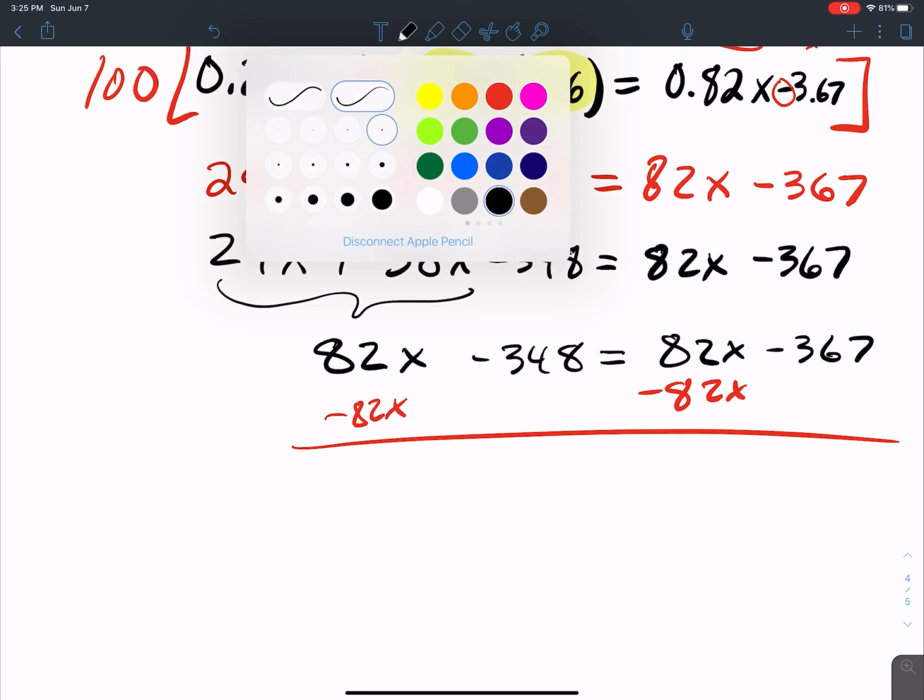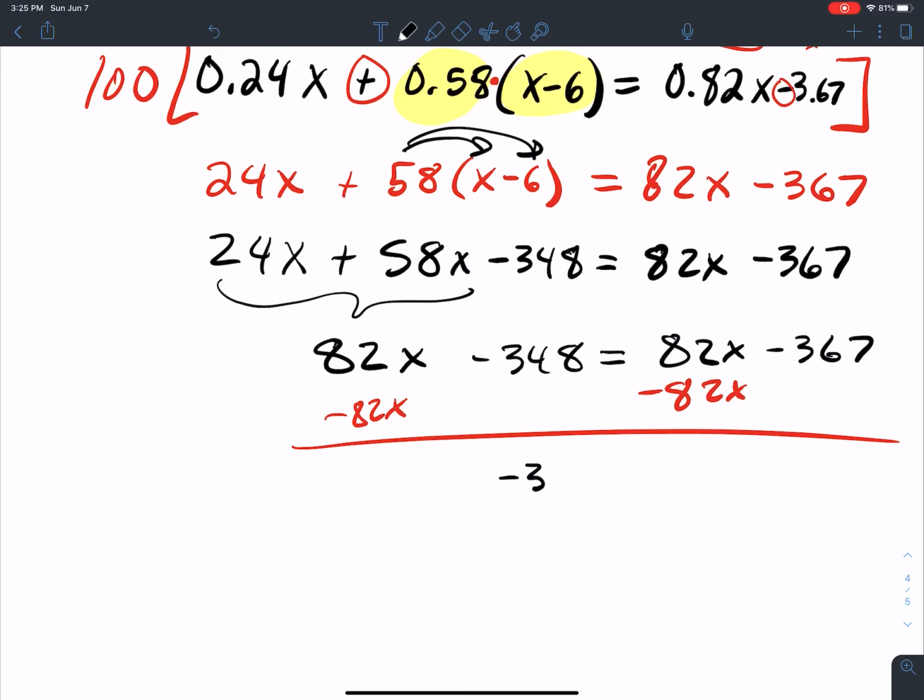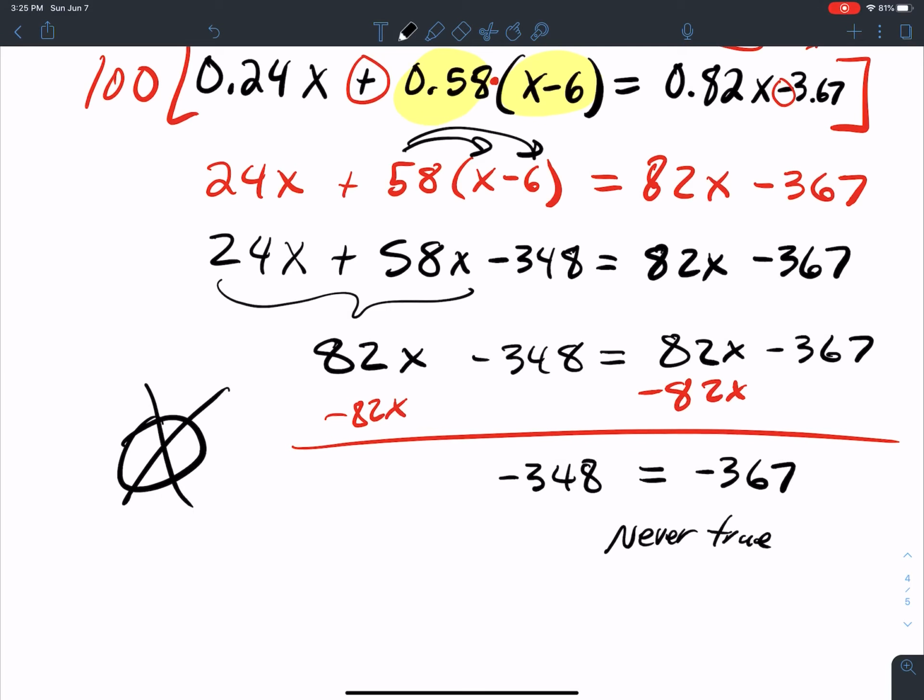Oh man, my x's went away. So I have negative 348 equals negative 367. When is that true? That's never true. So what does that tell me? That's a contradiction. That is a contradiction. All right, so it's not the same number, it's a contradiction. So that is definitely a contradiction right there.